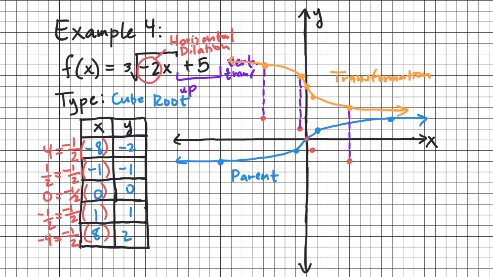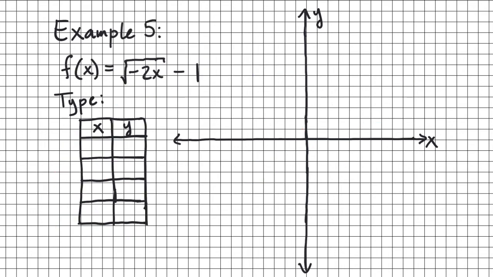Okay, let's go to the last graphing example, and then we'll do 2 more function examples. So this one is a square root. Points are 0, 0, 1, 1, 4, 2, and 9, 3.